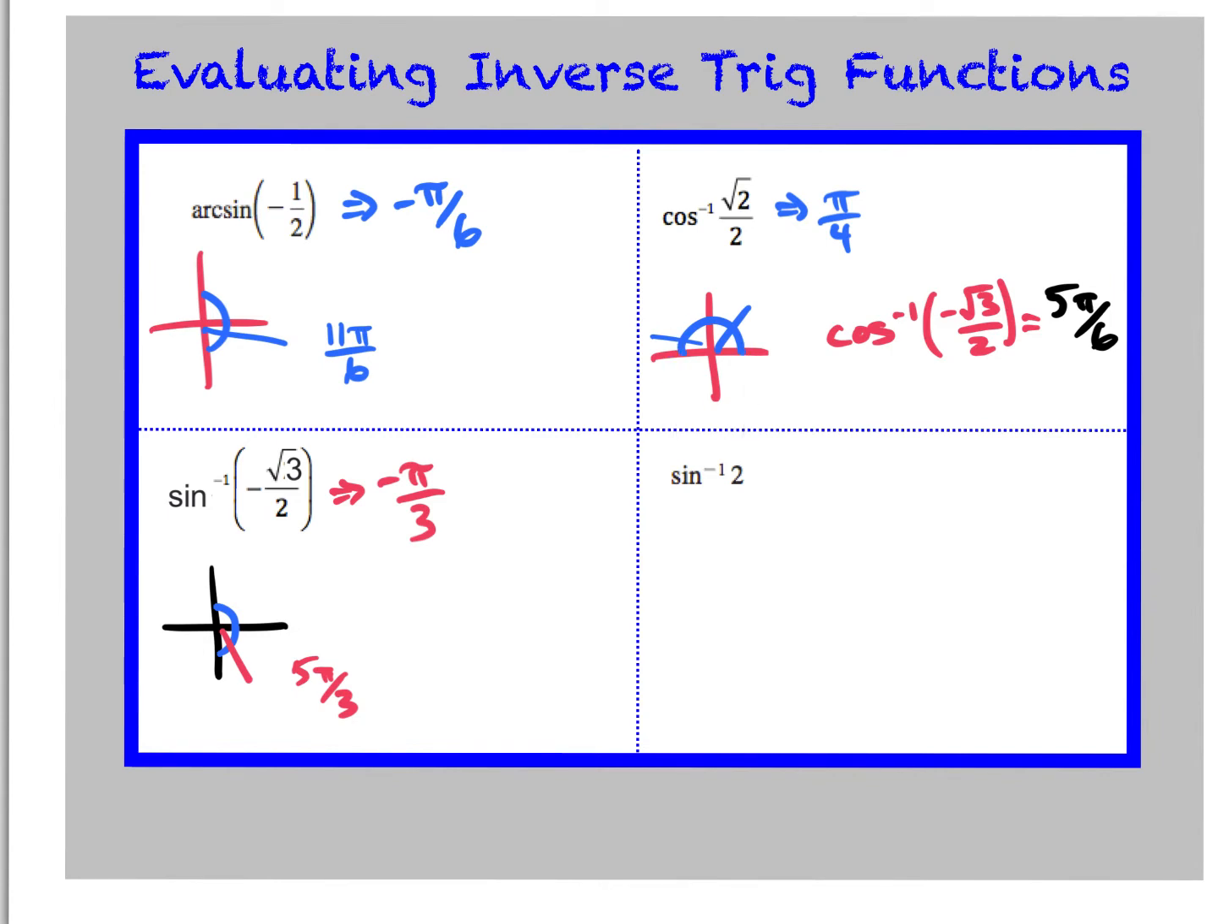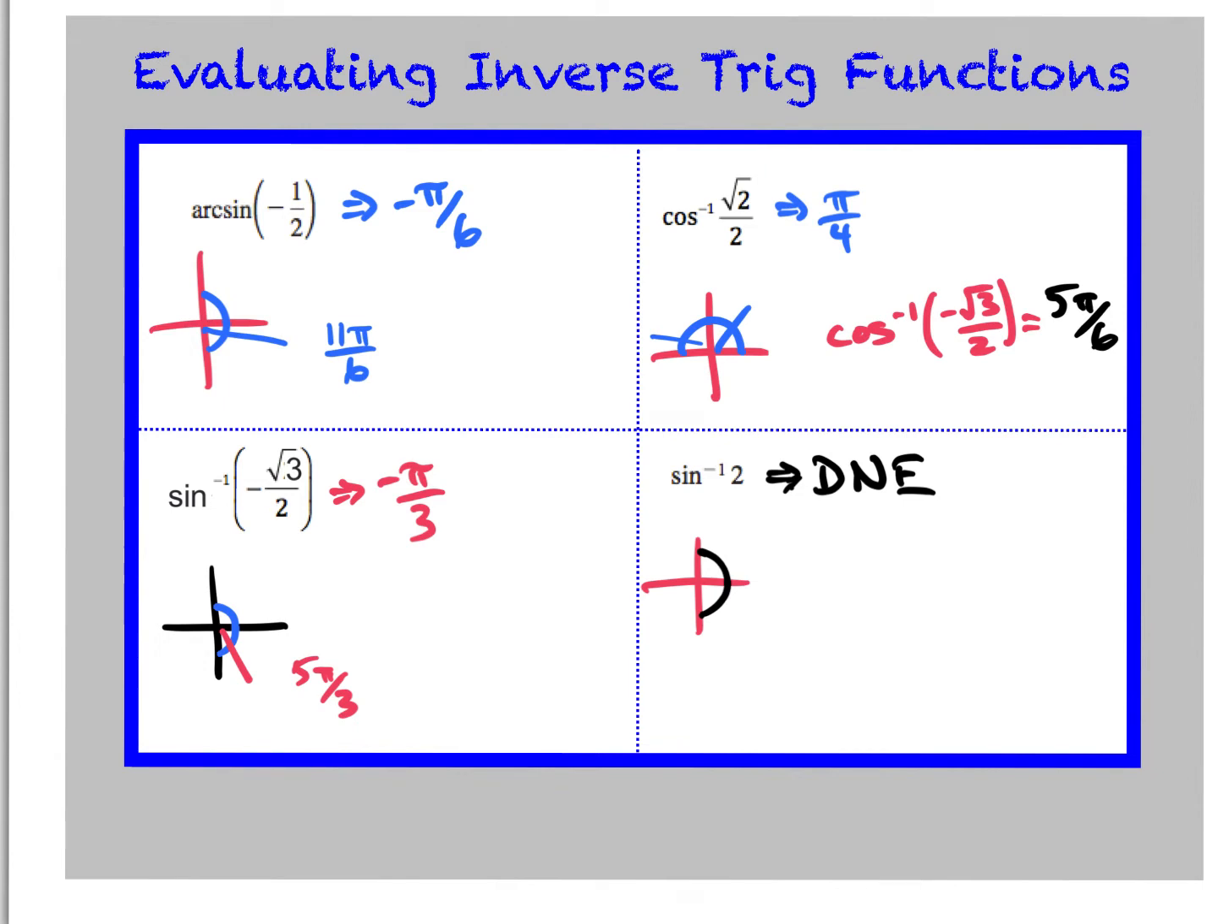All right, let's look at this next one. This was a little tricky. So arc sine of 2. So when is sine 2? Is sine 2 ever? I'm in between here, but is sine ever going to be 2? No. What's the maximum sine can be? 1. So this one doesn't exist. Can't do it. All right, pretty good.